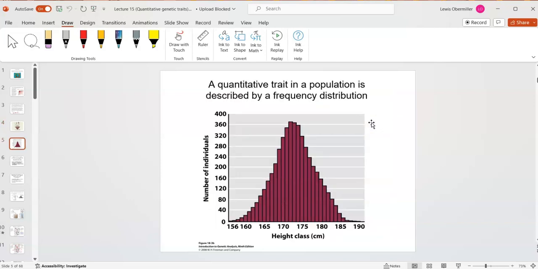All right. So anyway, a quantitative trait is described by a distribution of individuals in a group. If we're looking at height in centimeters, because it's science, and the number of individuals, you would see that there are a lot of individuals that are average, and then some are outliers and they're very short, or some are outliers and they're very tall. You could do the same thing for grades in a class.